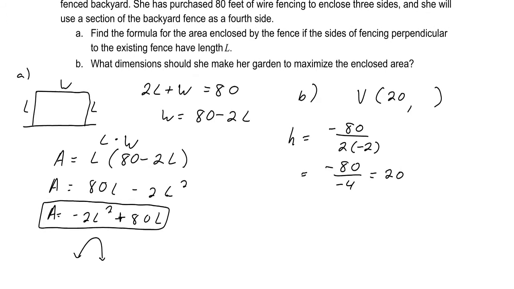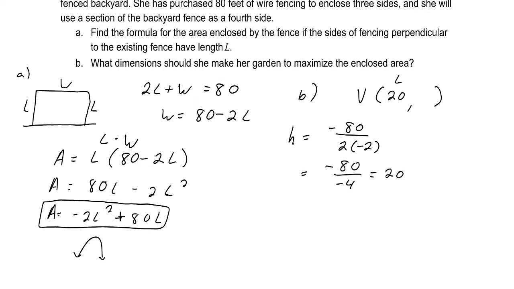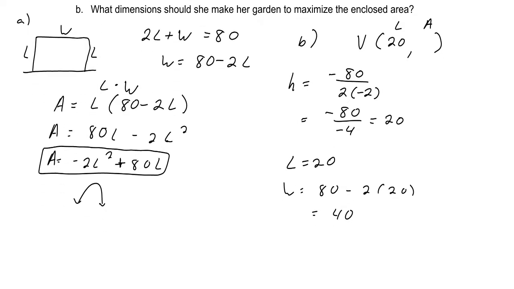Okay. The way this is going to work, my inputs are L and my outputs are area. So what dimension should she make? Well, L should be 20. And my W should be 80 minus 2L, which is 40. Which makes my maximum area, they don't ask us this, but the maximum area is 800. Now these are in feet. Okay, so my length is 20 feet, my width is 40 feet, and my area is 800 feet squared.